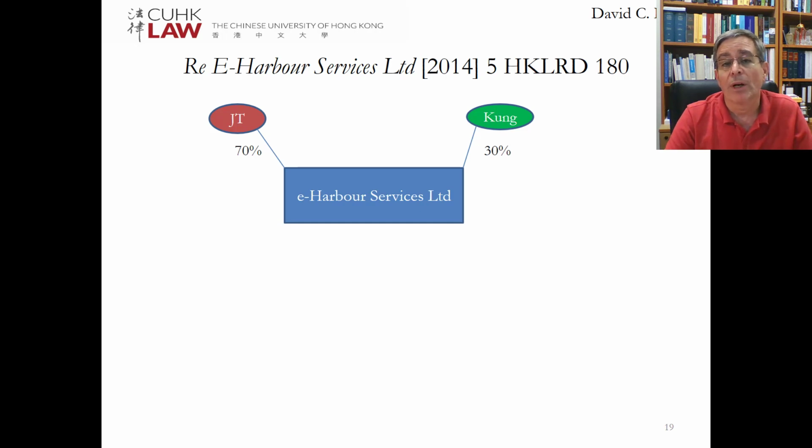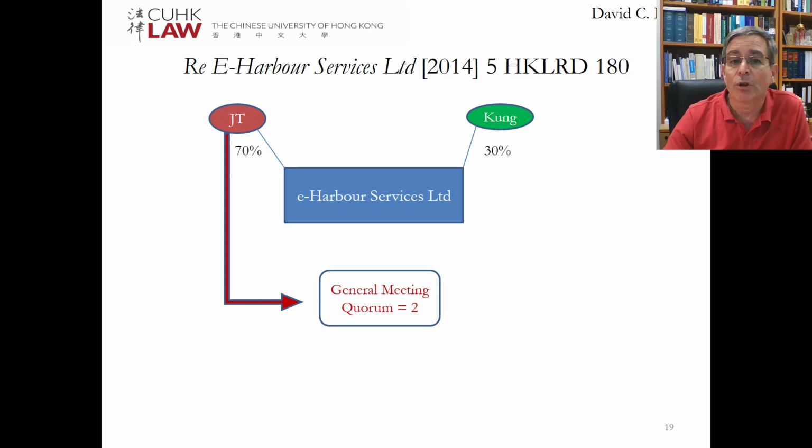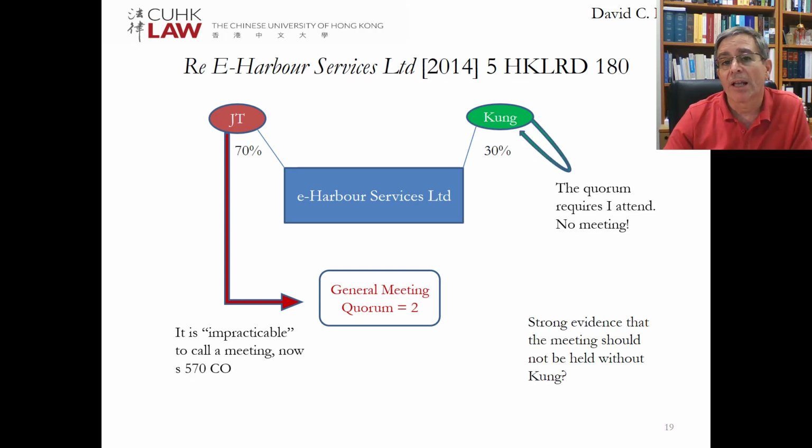Here, JT wants to remove Kung from the board. And so because the quorum is 2, Kung essentially strikes by not attending the meeting and therefore preventing the meeting from being validly held. At which case then, when JT then shows up to the meeting, JT requests that the court call a meeting on the basis that it is impracticable to hold a meeting according to the ordinance and the articles. And as you'll see in the discussion in E. Harbor, there must be strong evidence that the meeting should not be held without the necessary quorum.